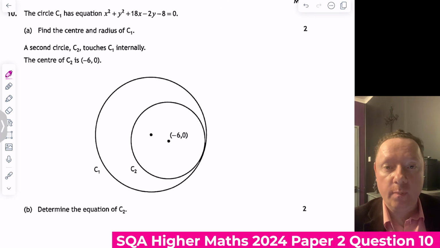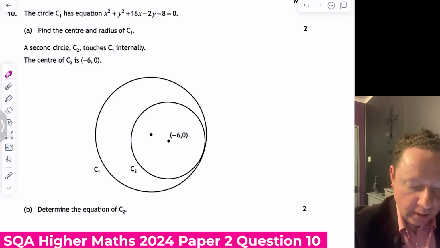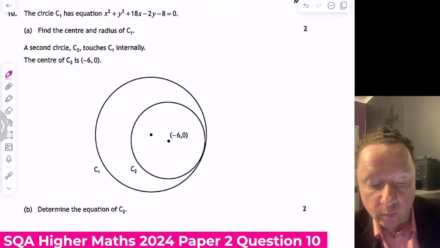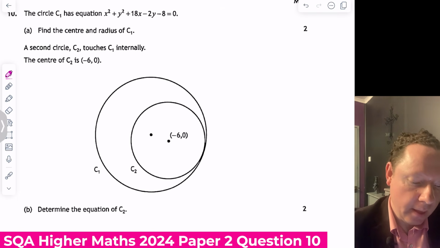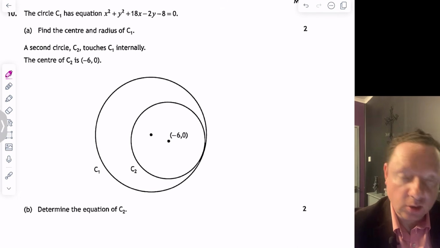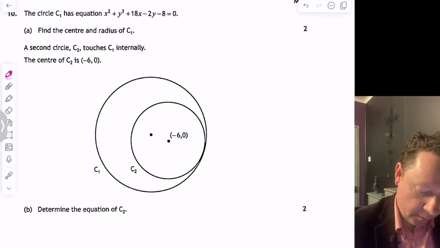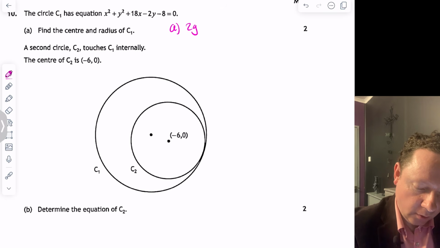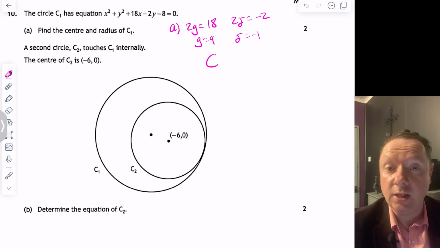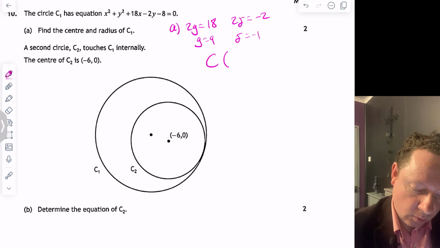And we're done there. For paper 2, question 10: circle C1 has the equation x squared plus y squared plus 18x minus 2y minus 8 equals 0. Find the radius and centre. So start the exam paper for this. Usually for part A, you would say 2g equals the number in front of x, 18, and 2f equals the number in front of y, minus 2. So g is 9 and f is minus 1, and from the start of the exam paper, the centre is minus g, minus f, so that is equal to minus 9 and 1.